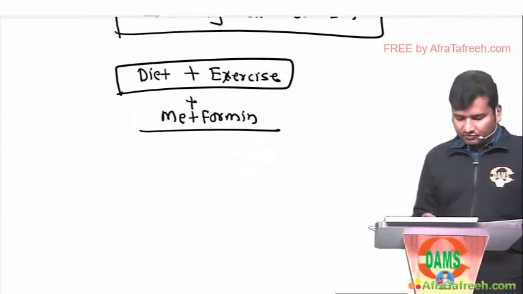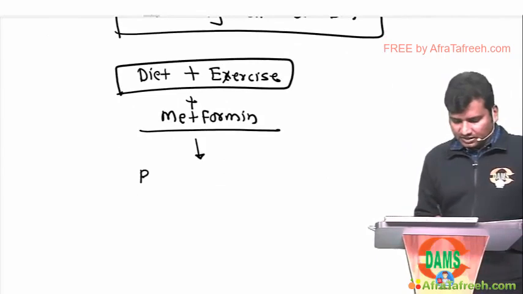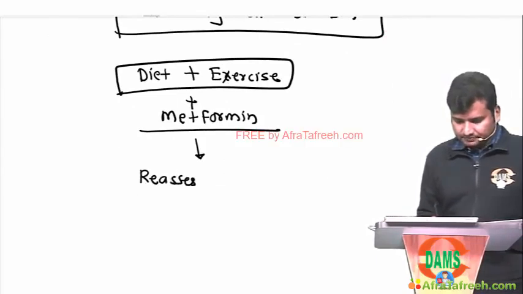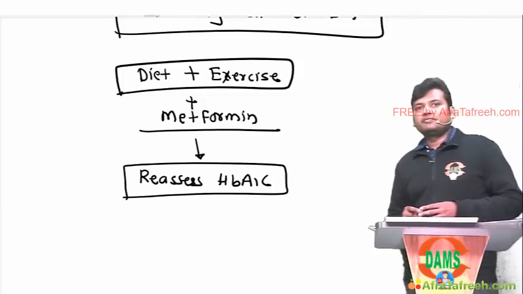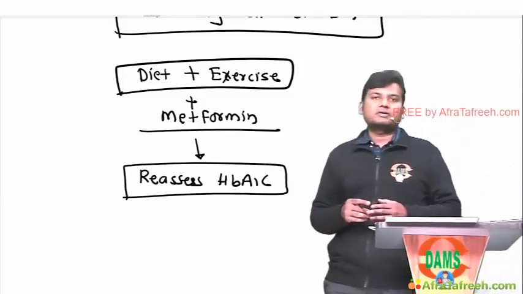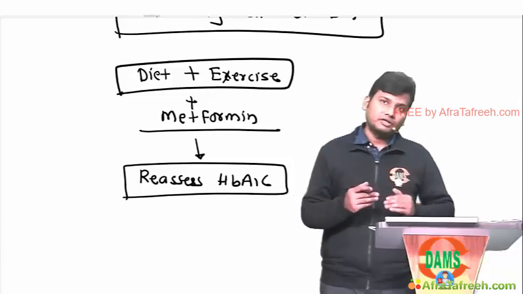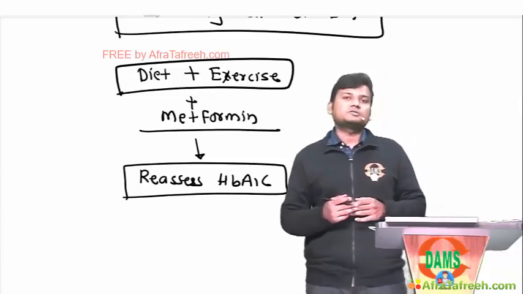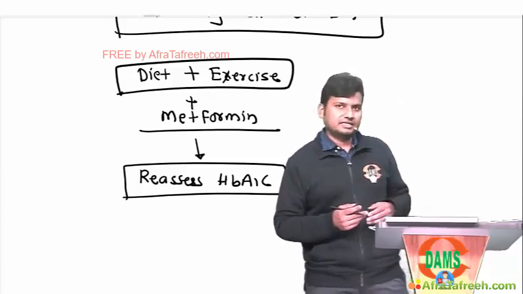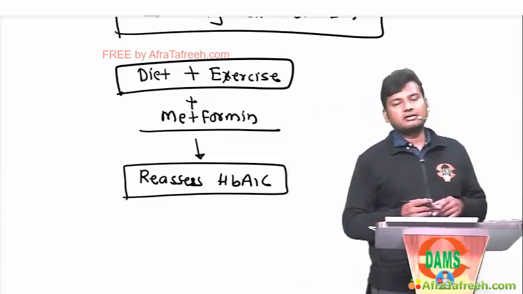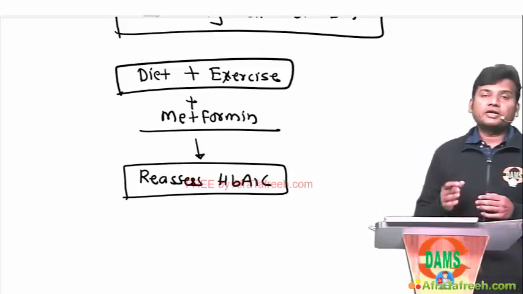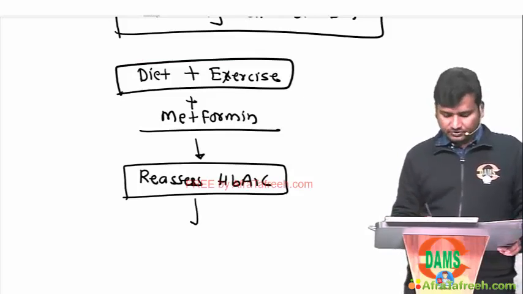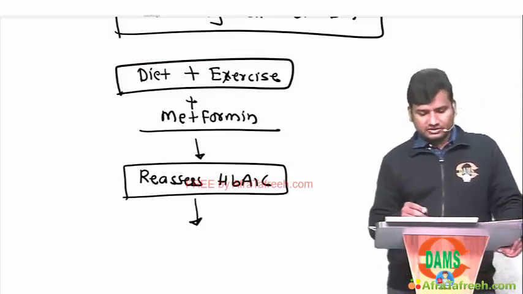After starting metformin, we will reassess HbA1c. If it is less than 7%, then our target is achieved. We have to continue our drug. But if still HbA1c is more than 7%, then we have to add second drug with different mechanism of action. Now the question is when to repeat HbA1c. Okay, when to repeat HbA1c.